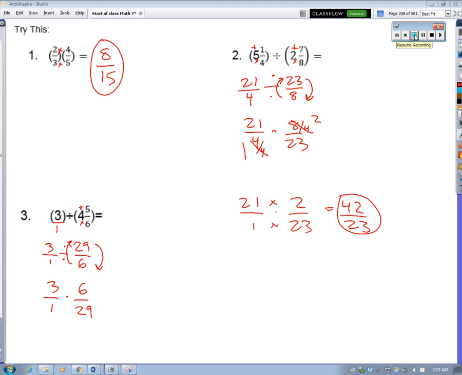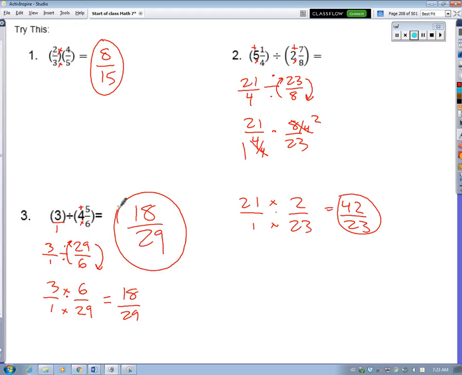Okay, still don't see any place to simplify, so we're just going to power on through this. I'm going to multiply across the top, our numerators. So 3 times 6 equals 18. Multiply across the bottom, denominators, 1 times 29 equals 29. So our final answer is 18 over 29. That doesn't simplify down, so that's as far as we go.